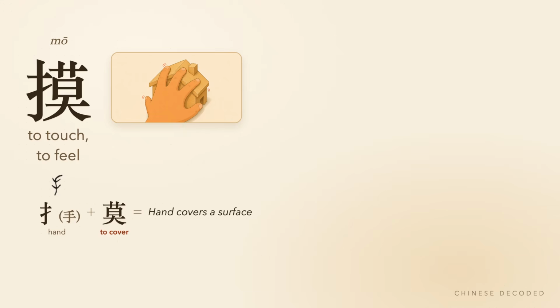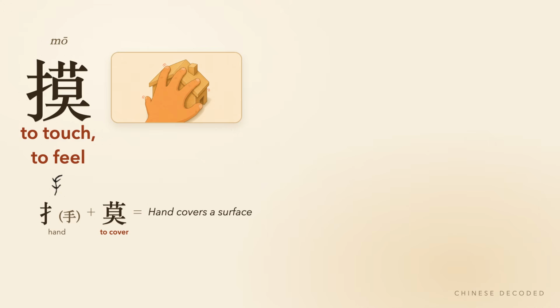Next, 摸, to touch, to feel. The composition is the hand plus to cover, exactly the same two components as 摸. The hand looks a little different here than on the previous page. When it stands on the left side of a character, it takes its slimmed-down radical form. And indeed, 摸 began as just a different way of writing 摸, the same word with the same meaning, to trace. In modern use, the meaning of the two characters has diverged.